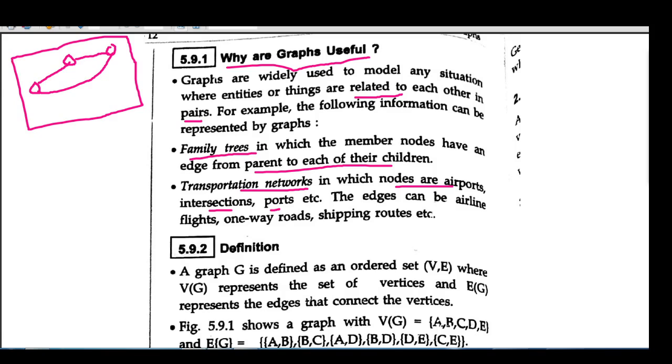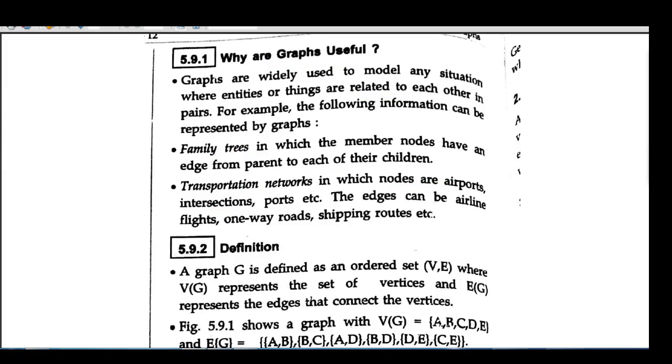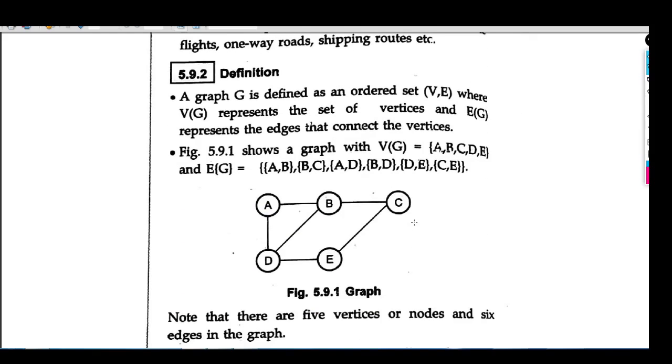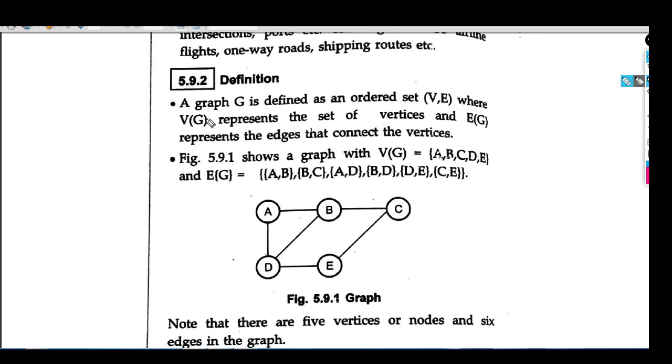If you know the reason why we need graphs, then it will be easy for us to understand the definition of a graph. So let us see the definition of a graph. It is a very easy definition to understand. A graph G is defined as an ordered set, where V comes first and E comes afterwards. In this ordered set, V means vertices and E means edges. That's it. This is the definition of a graph. I will repeat it once again so that it will help you understand and memorize the definition.